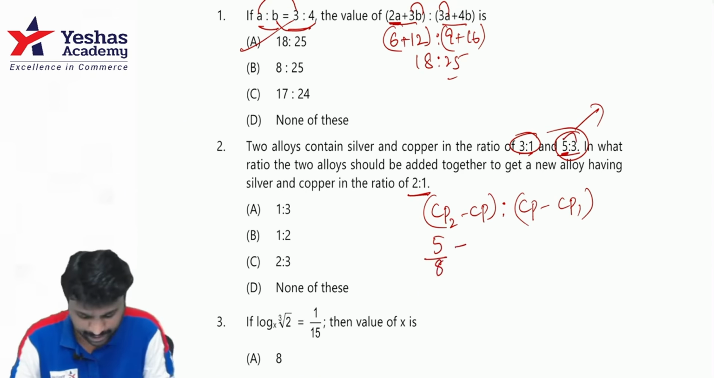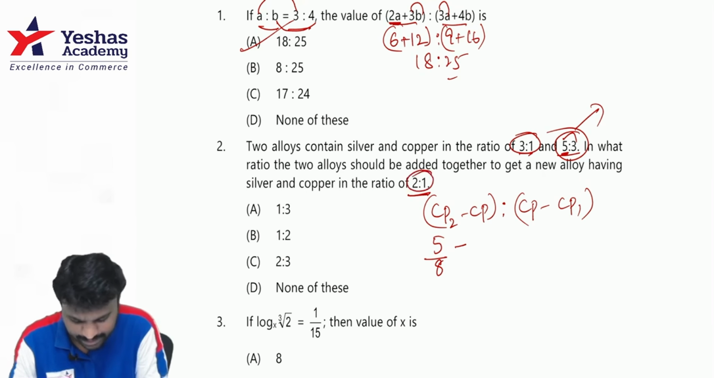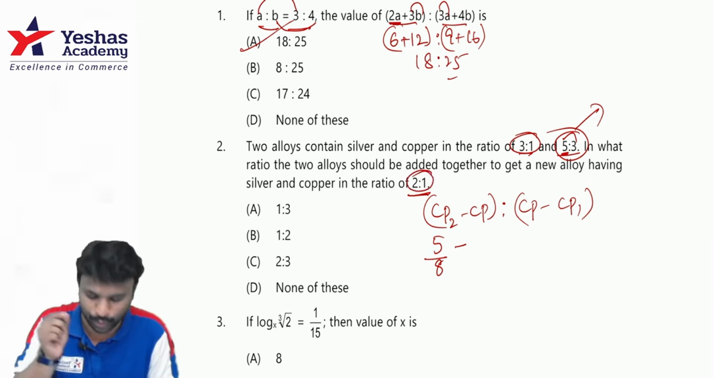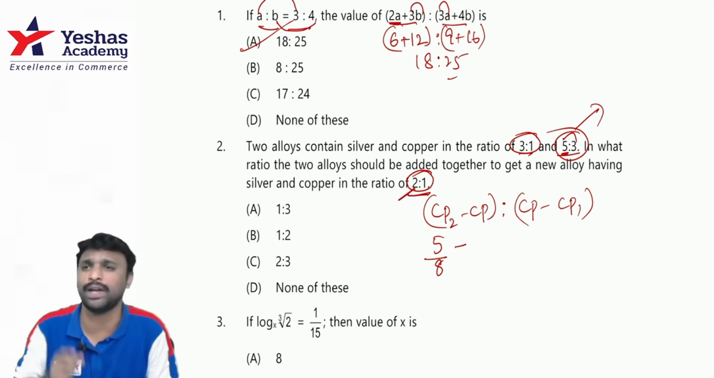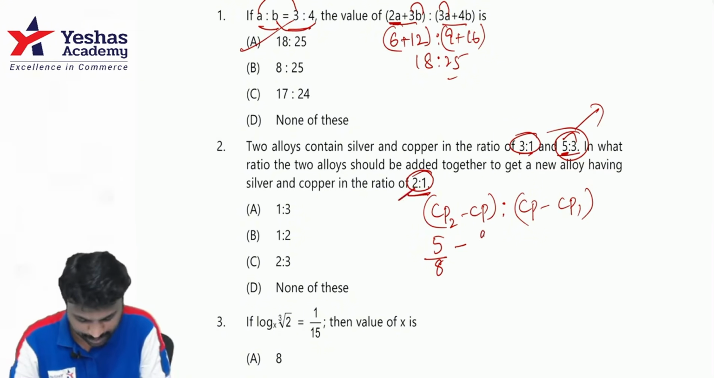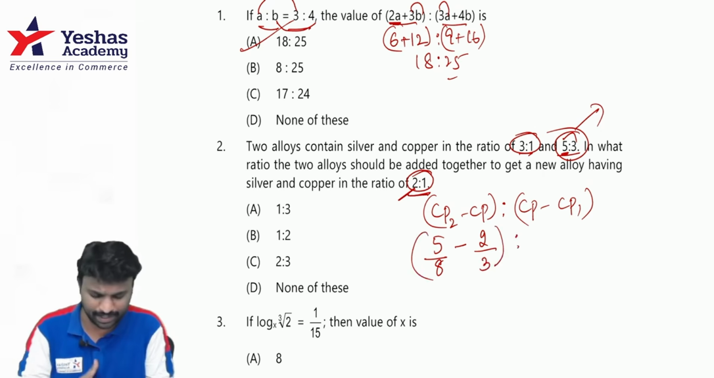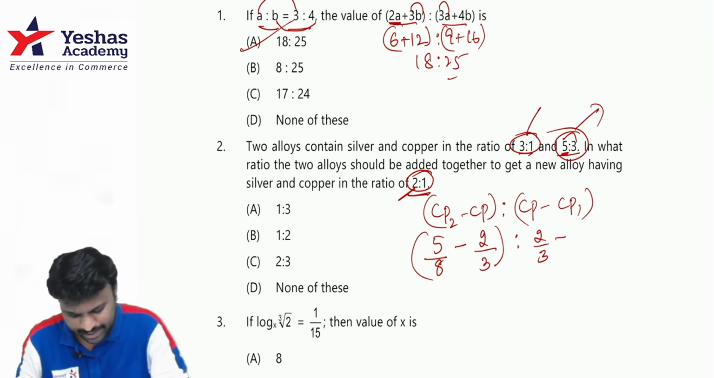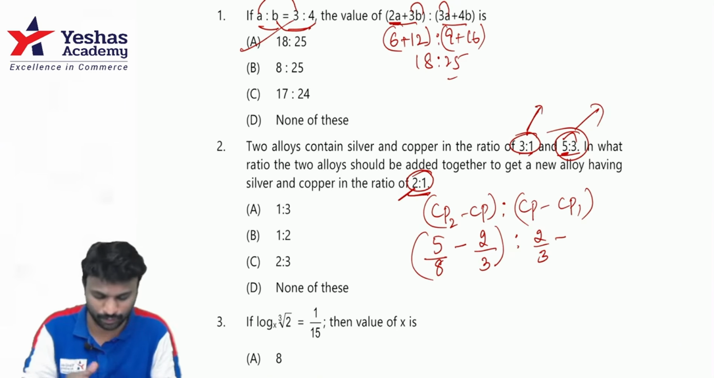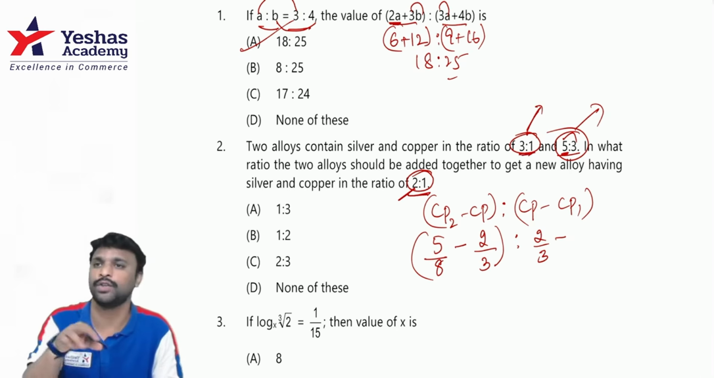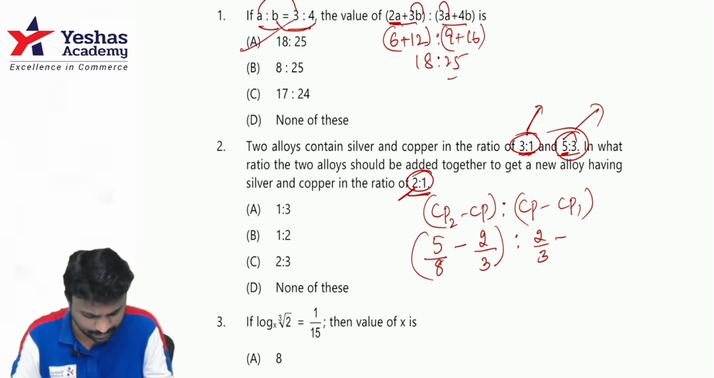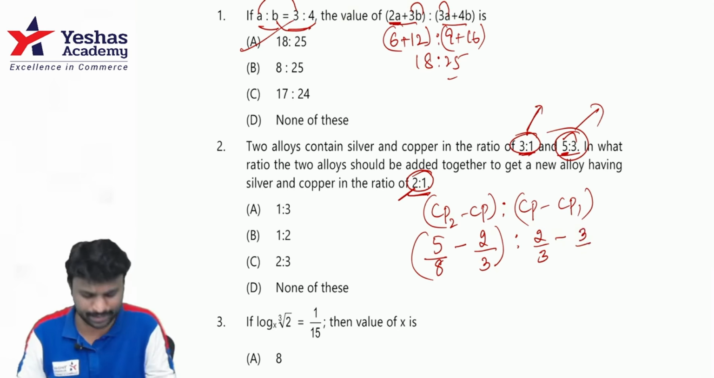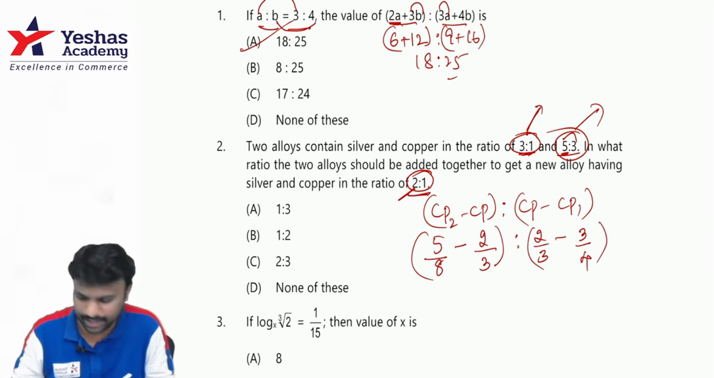Now what is Cp? Cp basically is the resultant ratio 2 is to 1. In this 2 is to 1, how many parts is silver? 2 parts. Total number of parts are 2 plus 1 is 3, so Cp again is 2 by 3 only. Now what is Cp1? Cp1 is concerned with the first ratio. So how many parts of silver? It is 3. Total number of parts are 4 because 3 plus 1 is 4.